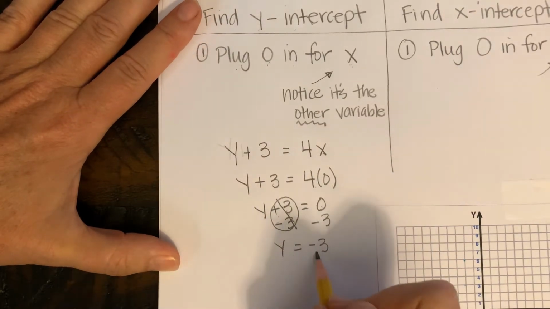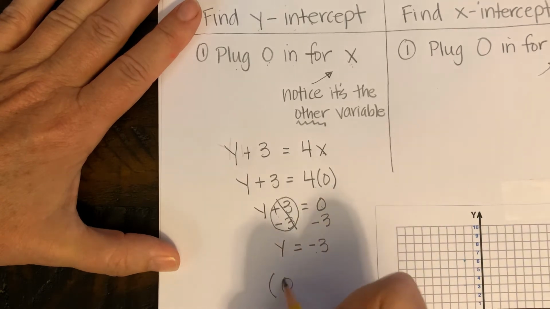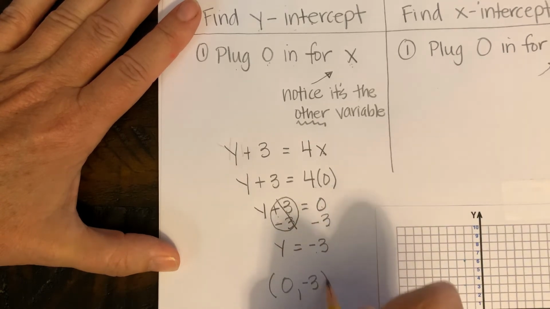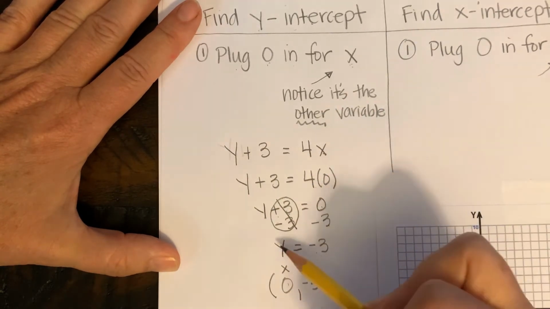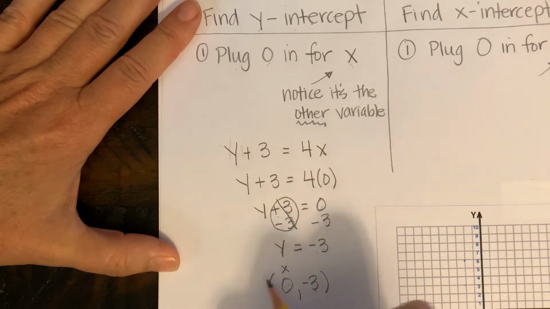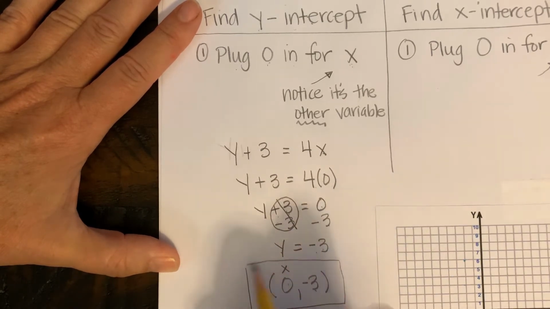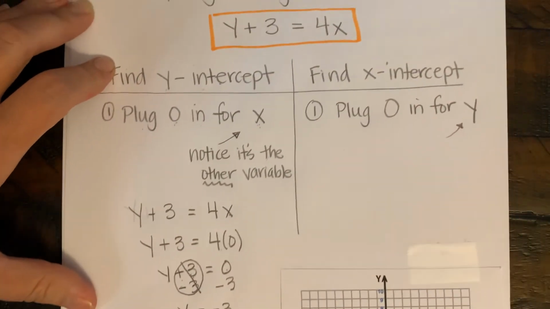Now, since y is negative 3, my y-intercept is (0, -3). Because remember, my x, I said it was 0 up here. And when I solved, I got y is negative 3. So I'm going to use this point to help me graph. Now, before we do that, let's go ahead and find our x-intercept.